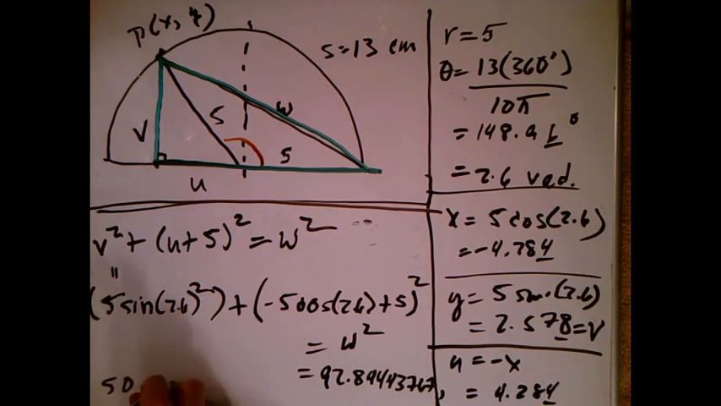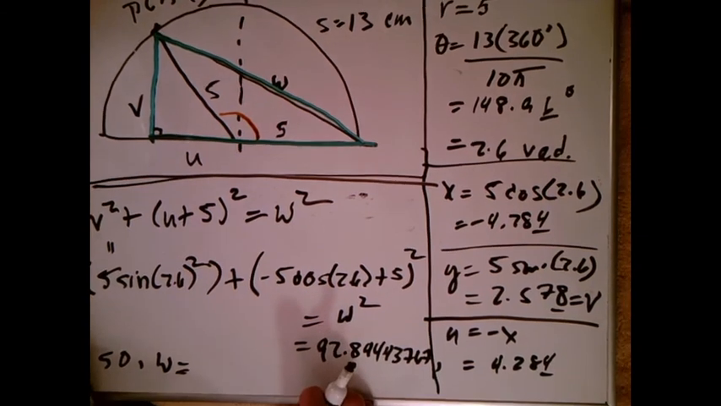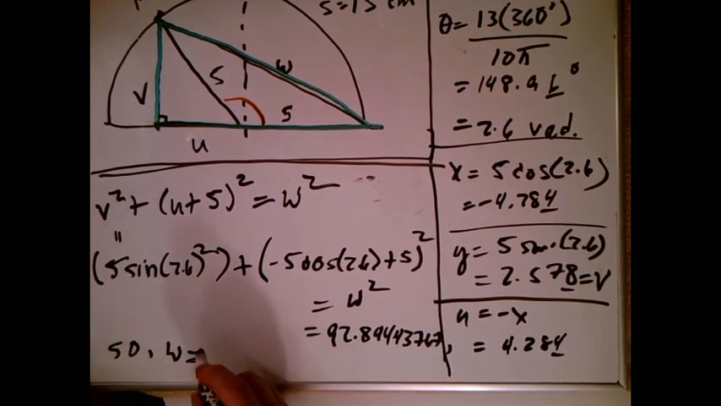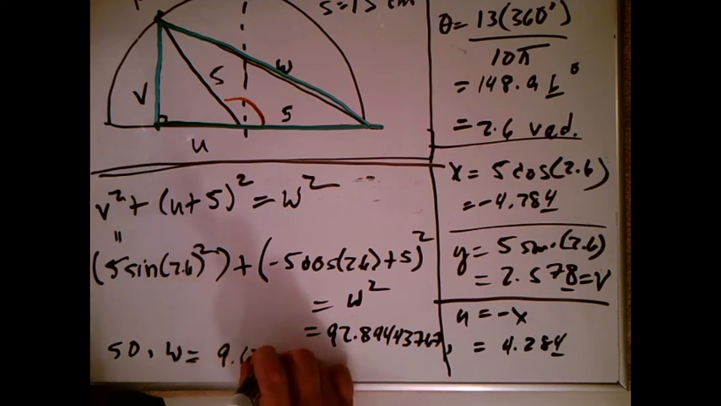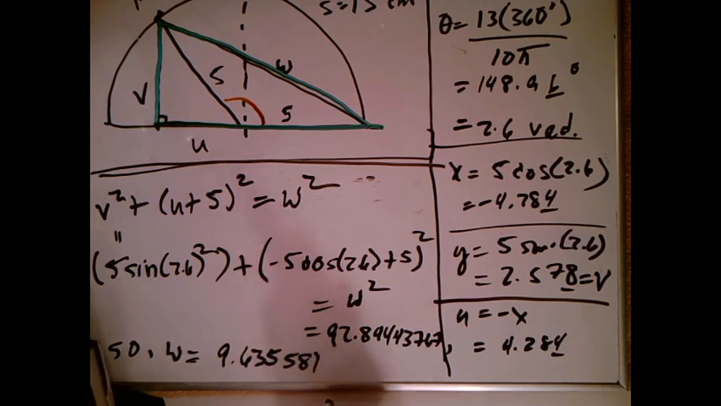So w is the square root of that, and you can see that's going to be, I don't know, 9.5-ish, 9.6-ish, something like that. So we're going to get down here and over, and we're going to get 9.635581854.